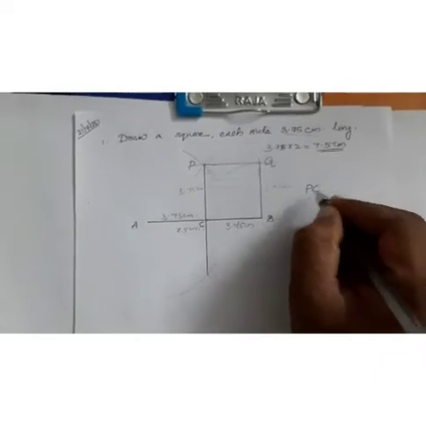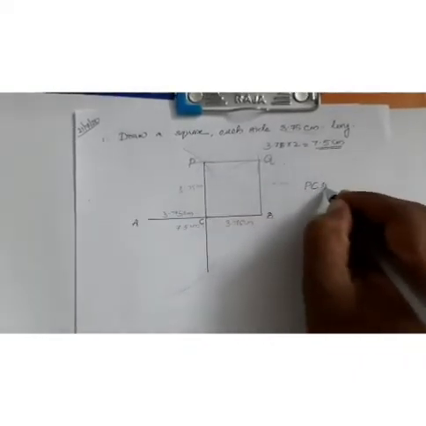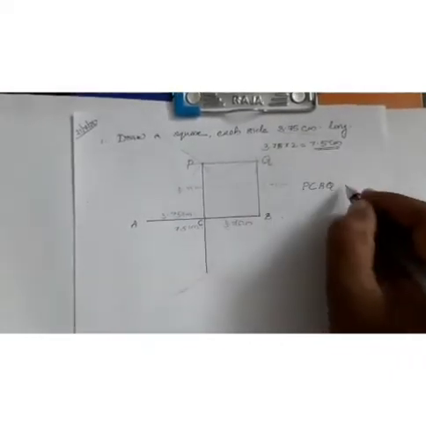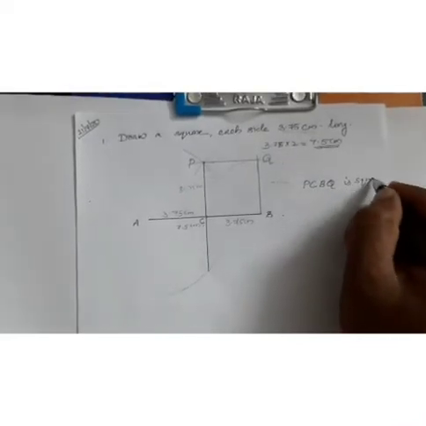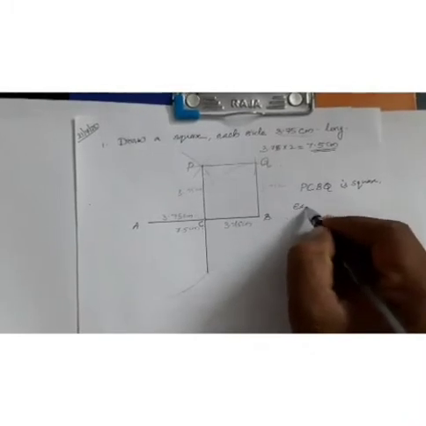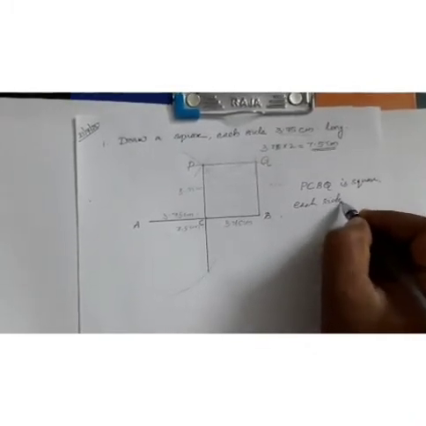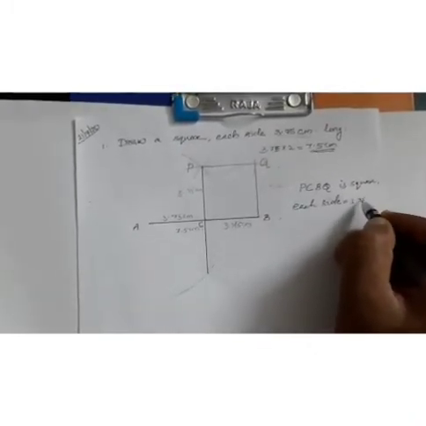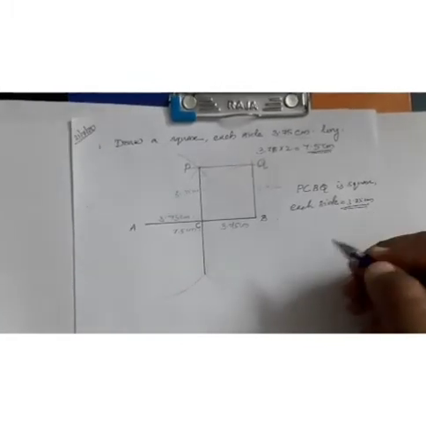PCBQ is a square, and each side is how much? 3.75 centimeter long.